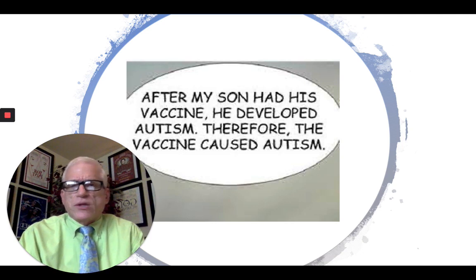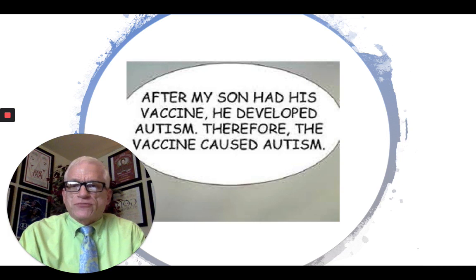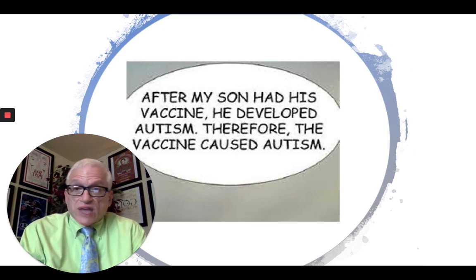Here's one. We hear a lot of people who have wanted to make the connection between vaccines and autism. After my son had his vaccine, he developed autism. Therefore, the vaccine caused autism. We have study after study after study that says there is no clear connection between autism and vaccines. But this perpetuates all the time. This is one of those post hoc fallacies that people actually believe, and it's a dangerous precedent to set.